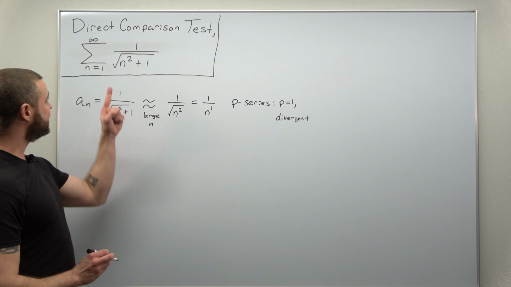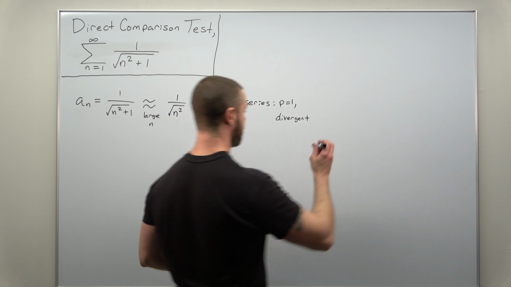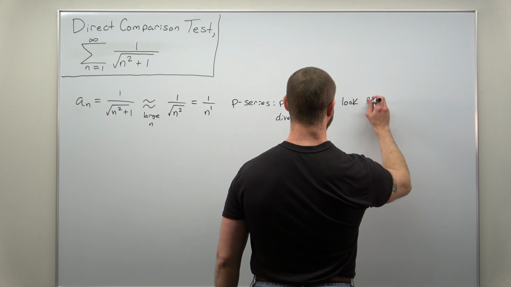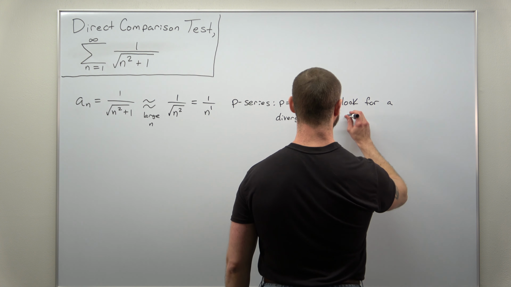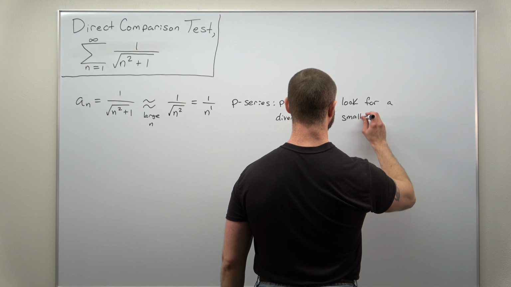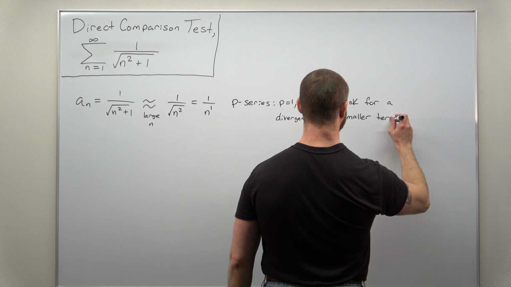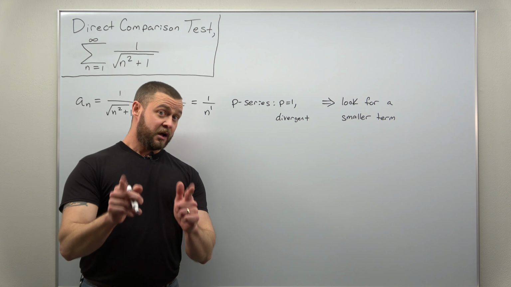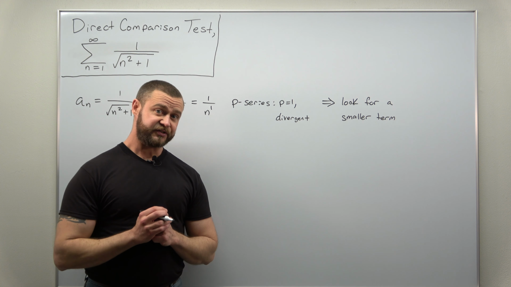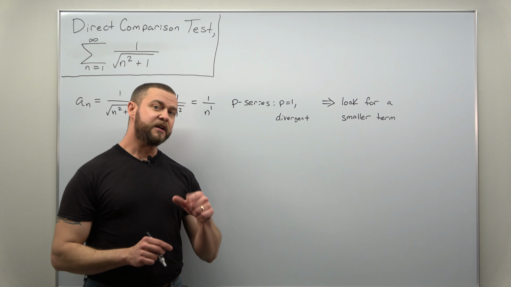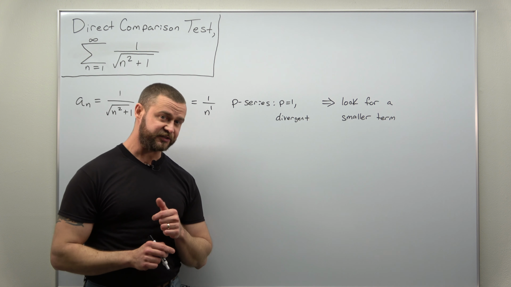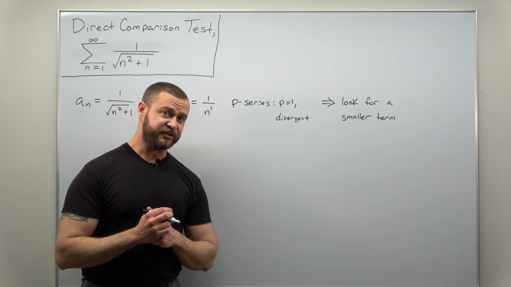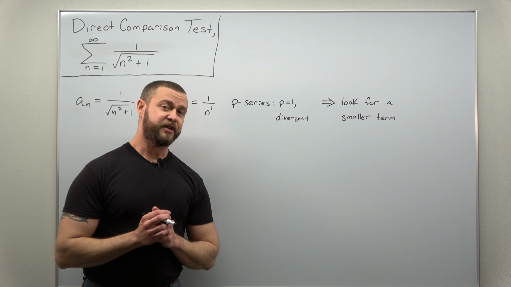So let's go ahead and start with this. And our work here just tells us that we're going to look for a smaller term. And again, make sure you're comfortable with the conclusions for the direct comparison test. What we're going to be using here is if the smaller infinite series term is divergent, then the bigger infinite series is divergent as well.